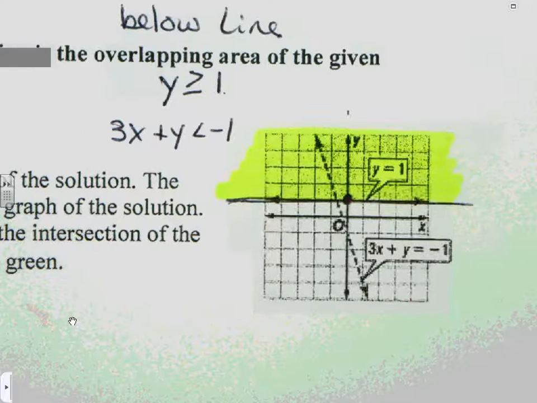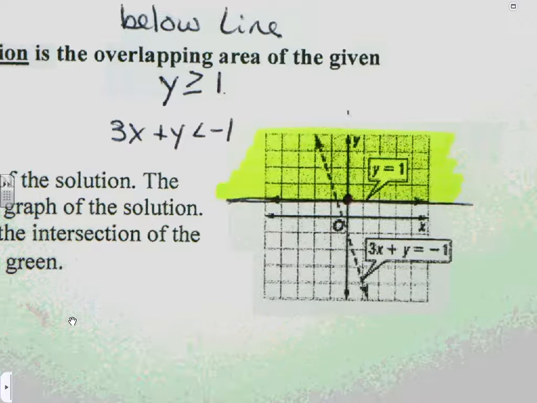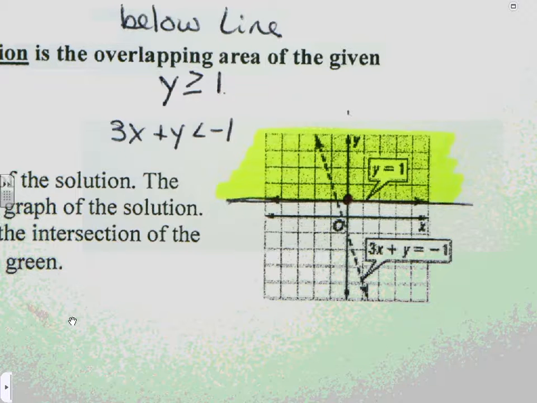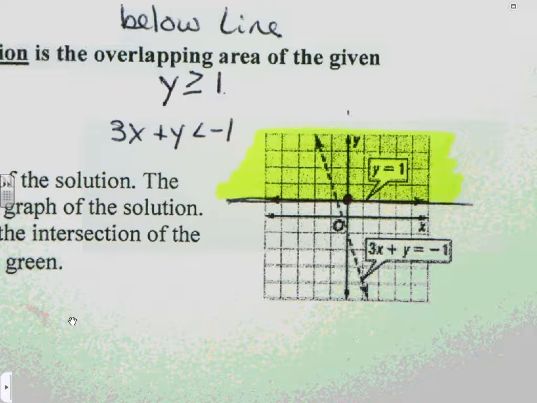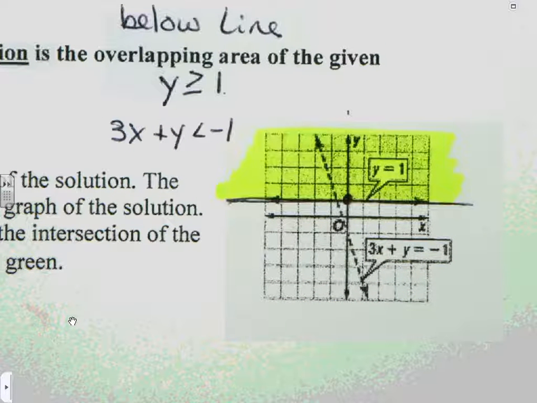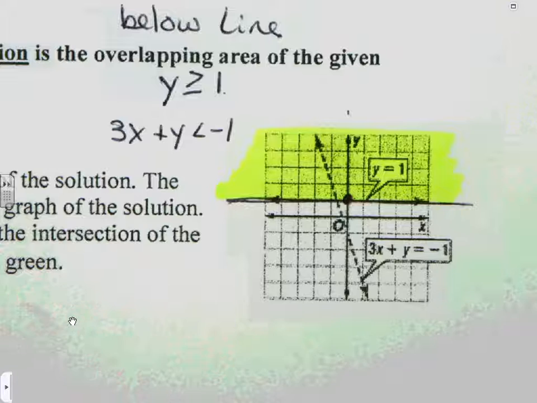Is that starting to come back to you a little bit in your memory of the graphing and the shading that we did earlier? Good. We graphed the first one. Now we have to graph that second line. So we went up one space because that's greater.